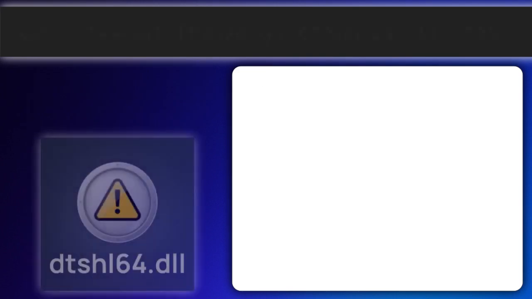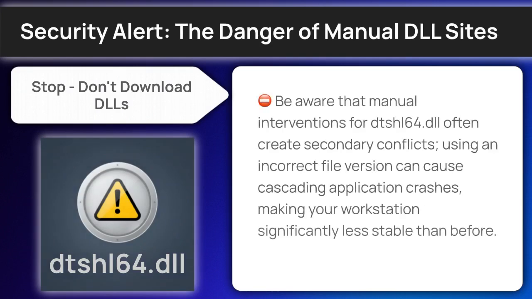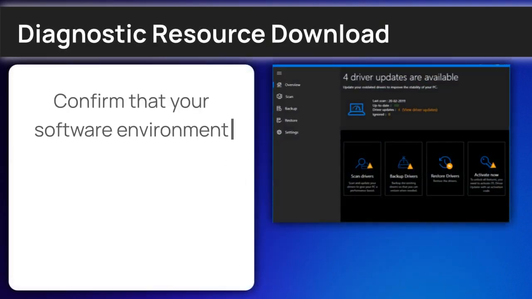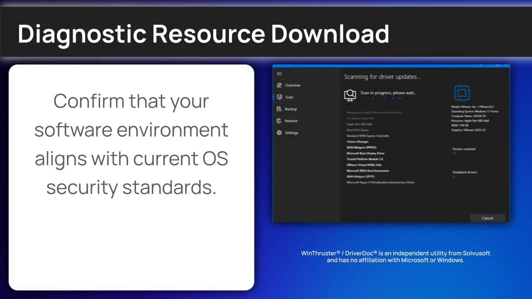I want to share a quick best practice that will help you avoid security complications in the future. Technical warning: many online file mirrors provide versions of dtshl64.dll that are either corrupted or intentionally modified, putting your privacy at risk without resolving the underlying execution error. A verified diagnostic utility can help manage the ongoing restoration and health of your system's library ecosystem.